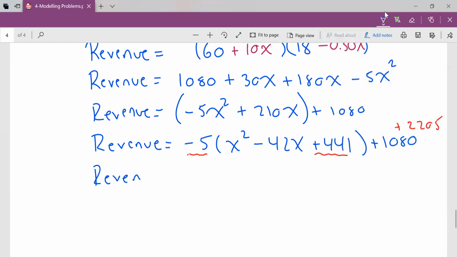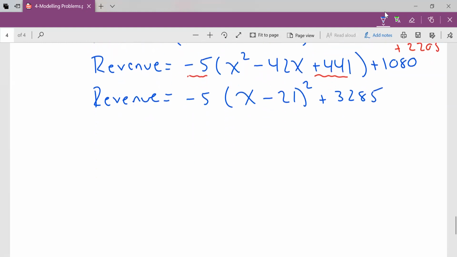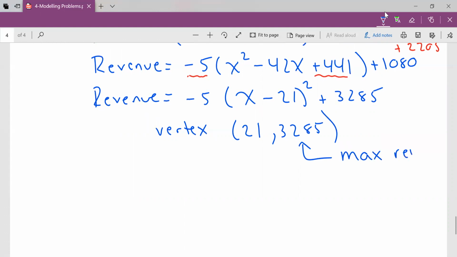So revenue is negative 5, x minus 42 divided by 2 is 21, squared, plus. I'm going to put that in my calculator just to be careful. I know I can do it, but don't feel like making a mistake. There we go. Okay, what's our vertex then? Well, our vertex is 21, 3285. But what does it mean, right? Well, the 3285 is our max revenue.